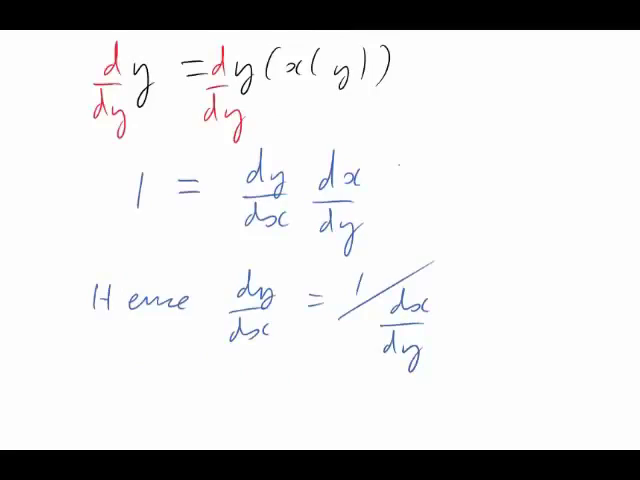We've discovered that dy by dx is the reciprocal of dx by dy. Now, maybe that's not so surprising to you. After all, the reciprocal of 3/5 is 5/3. But actually, with these objects, these derivatives, it should be surprising. After all, a derivative is not just a simple pair of numbers dividing into each other.